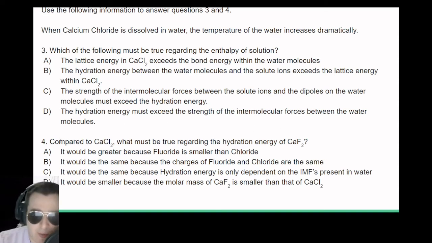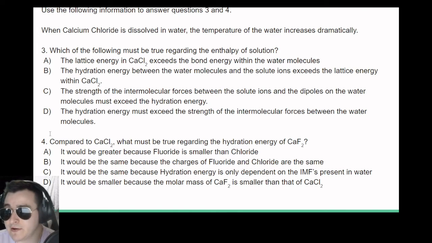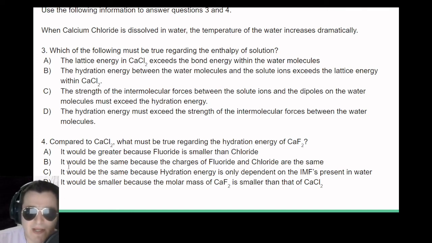Answer choice A. It would be greater because fluorine is smaller than chlorine. Because fluorine is a smaller atom than chlorine, it therefore can get a whole lot closer to calcium than chlorine can. That's very good. It's the exact definition of Coulomb's law that I'm looking for. But let's look at the other answer choices, right? It would be the same because the charges of fluorine and chlorine are the same. Fluoride and chloride. Well, that's just not knowing Coulomb's law's definition. Is two factors, two variables. Distance and charge.